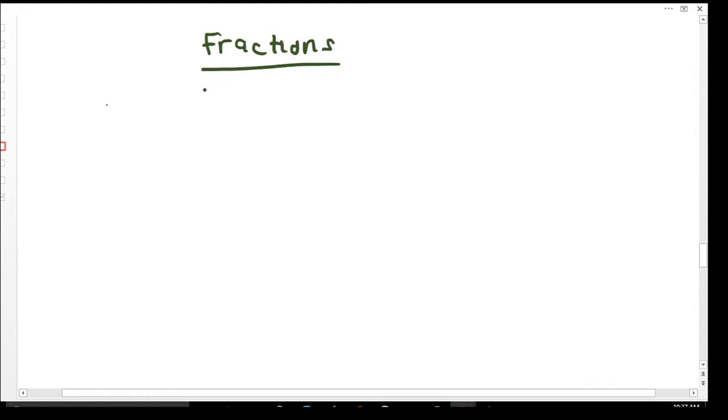Our topic today is going to be about fractions. This is a very interesting part of mathematics whereby we are going to start by understanding what a fraction is. A fraction, in simple terms, is just a part of a whole. It is a part of a whole.